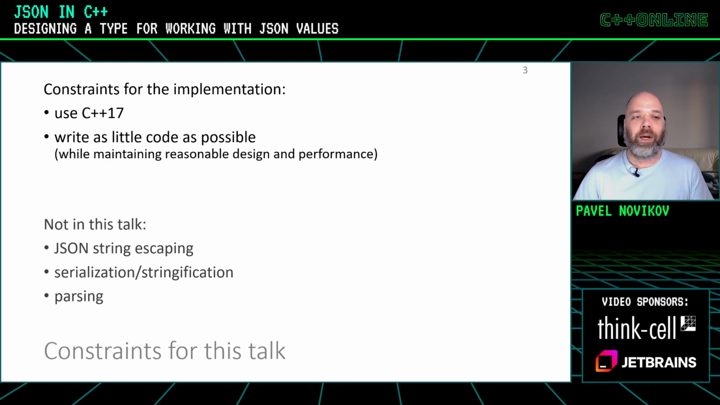Another one is I want to write as little code as possible, because you can write tens of thousands of lines of code to implement something, but the more interesting and difficult thing is to write as little code as possible while maintaining reasonable design and performance. That's the challenge. Not in this talk at this time are JSON string escaping, serialization, stringification, and parsing. All of these topics can occupy several talks, several hours. So unfortunately, at this time, we will not cover them.